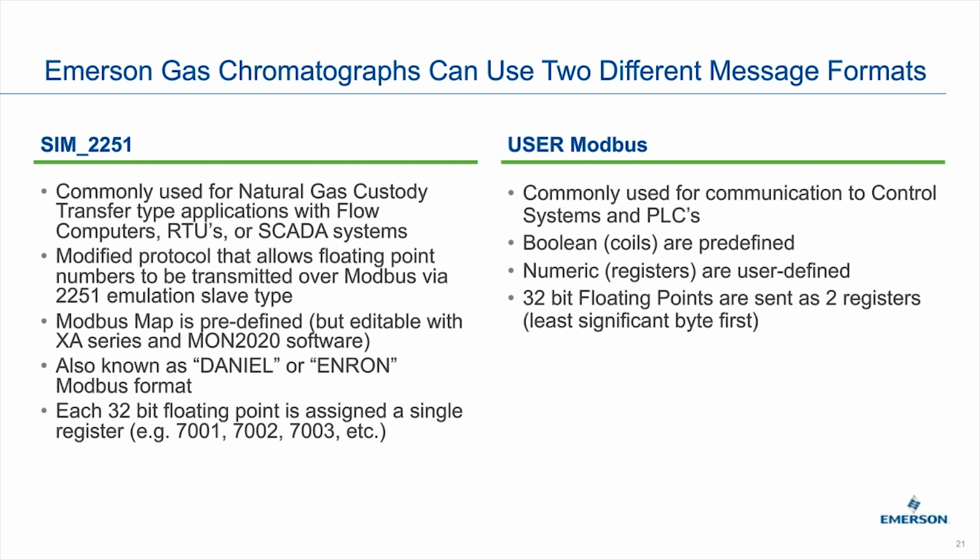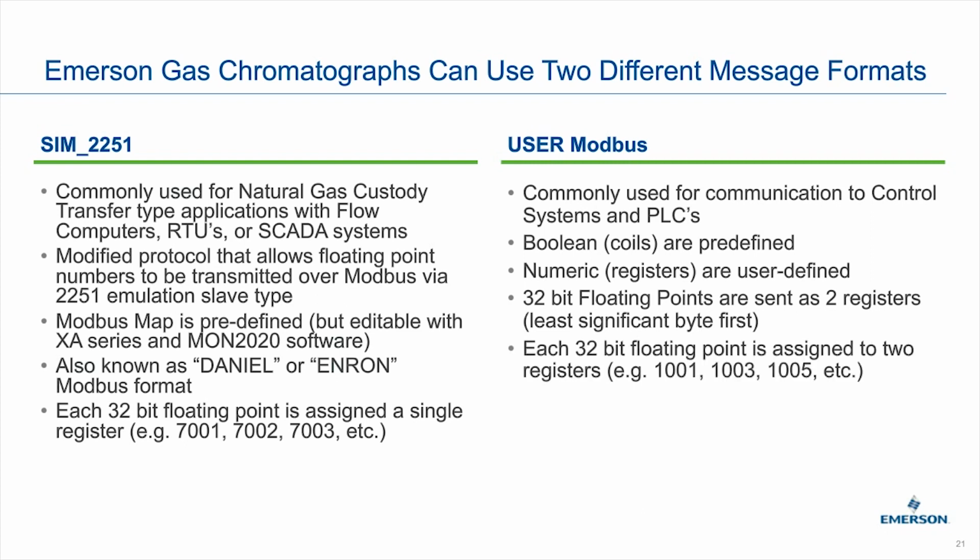One of the major differences of this kind of Modbus is that the 32-bit floating points are each actually sent as two registers. And in our case, we send the least significant byte first. So that means that they'll appear at registers like 1001, then 1003, then 1005. So if you tried to look for register 1002, you'd get an error back because that's actually the second half of the floating point. So that's a big difference between SIM2251 and user Modbus map.